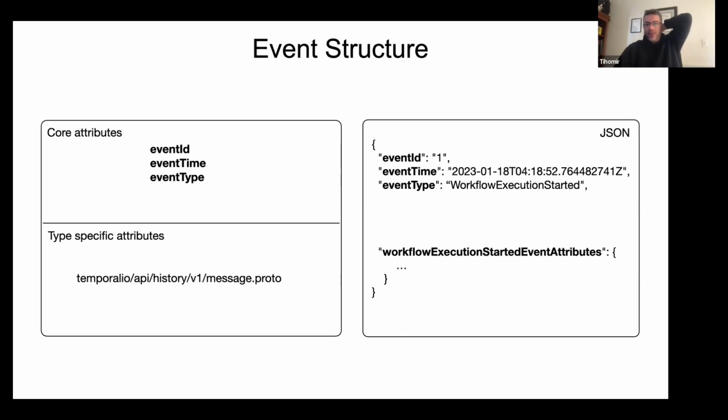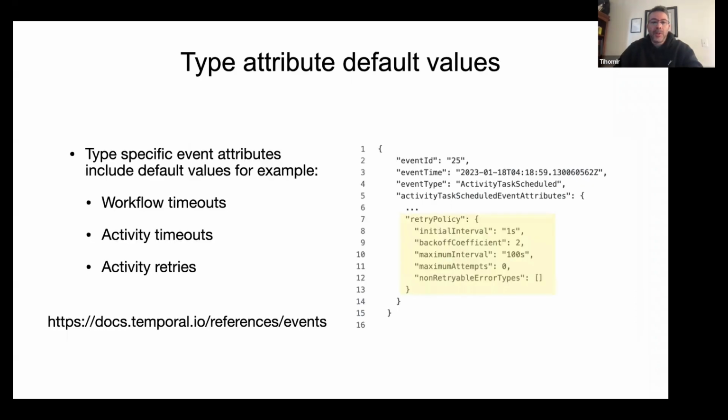So we have our core attributes, and given our event type being, let's say, workflow execution started event, this event is going to have its type-specific attributes that we're going to go over. Another thing that's very important when you start looking at event histories and individual event attributes is default values. There are a lot of defaults. Things like workflow timeouts, if you don't specify them explicitly, have some defaults.